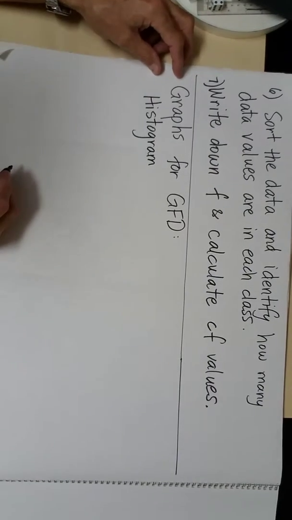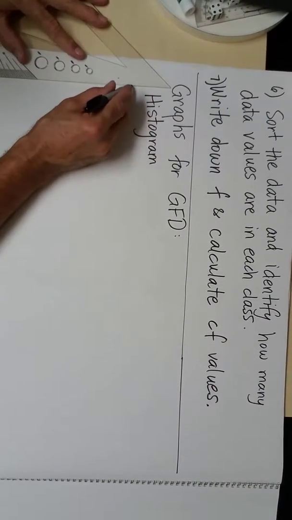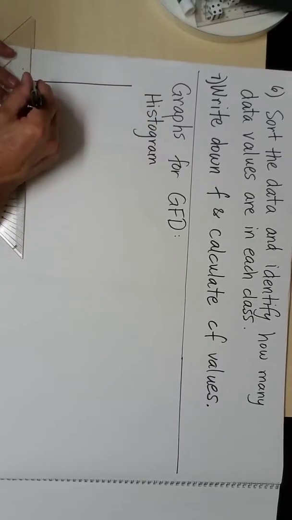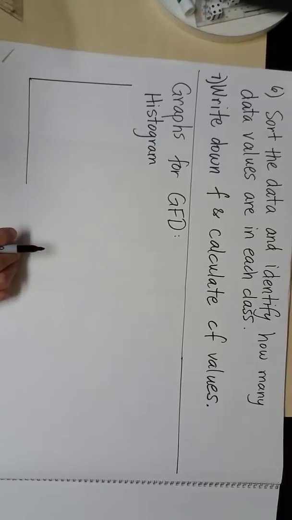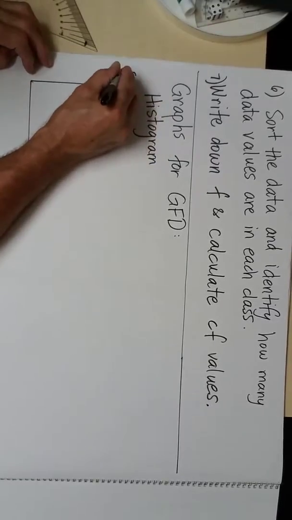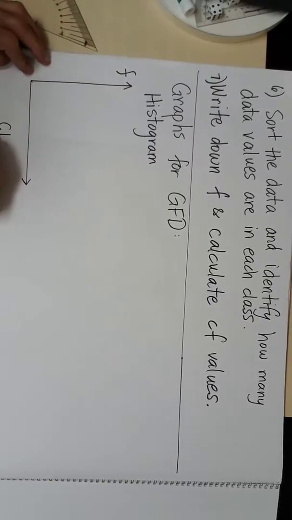A histogram is a special type of bar graph. It is always drawn with vertical bars. With frequency, we use frequency values on the vertical scale, and we use class limits on the lower scale.